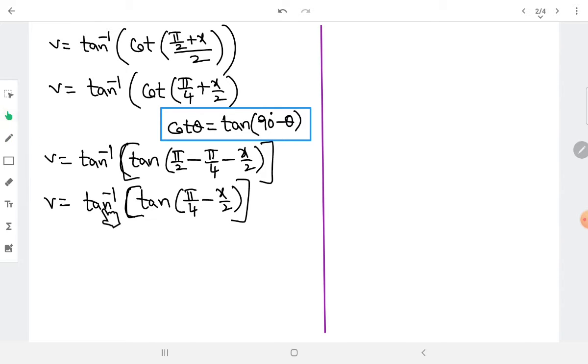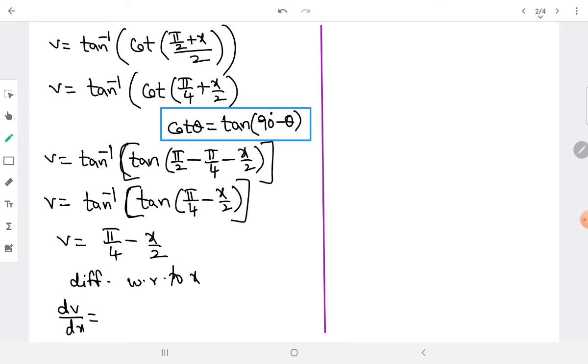So clearly it is in the form of tan inverse of tan x. So tan inverse of tan x is nothing but x. So you'll get pi by 4 minus x by 2. Now if I differentiate this with respect to x, we can write dv by dx is equal to, anyway pi by 4 is a constant, right? So the derivative of that will become 0, and the derivative of minus x by 2 is nothing but minus 1 by 2. So this is nothing but your dv by dx.